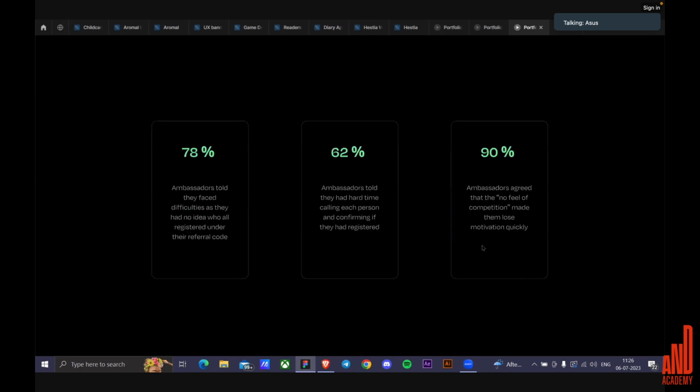These are some of the statistics I found through my research. 78% of the ambassadors said they had difficulties as they had no idea who was registering under the referral code. 62% of the ambassadors had a hard time calling each person and confirming if they had registered. That was a very difficult thing for them. And 90% of the ambassadors agreed that they had no feel of competition.